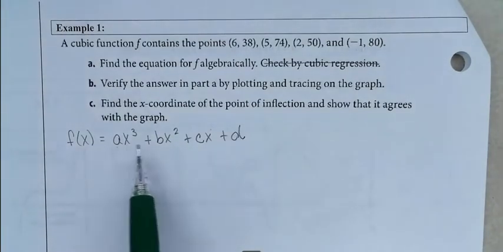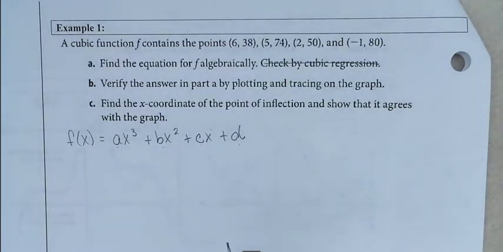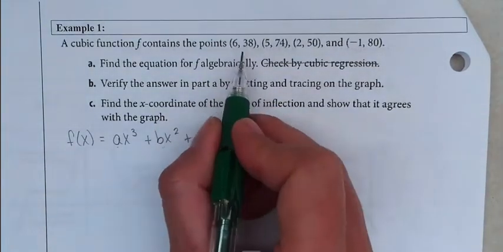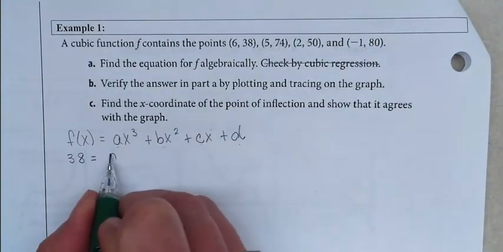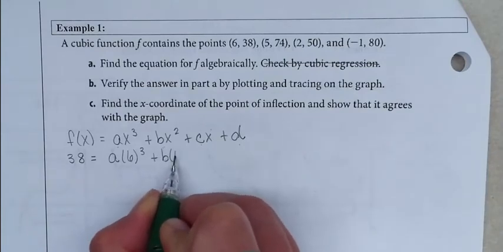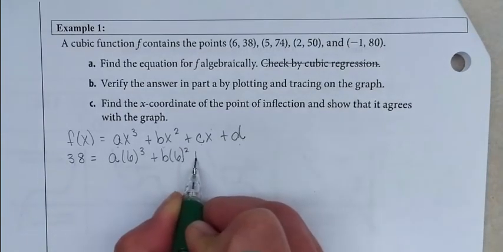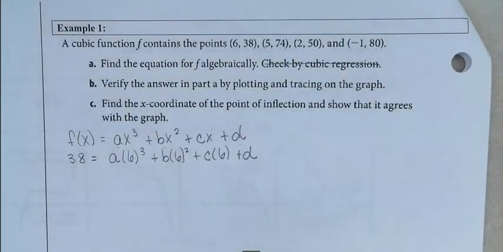So I've got 4 things I need to find, right? A, B, C, and D, which means I'm going to need 4 separate equations, okay? So using my first point, I'll have 38 equals A times 6 cubed plus B times 6 squared plus C times 6 plus D. So that's one of my equations.